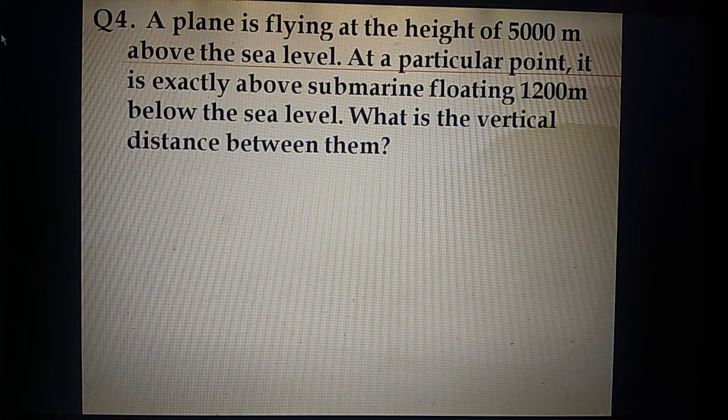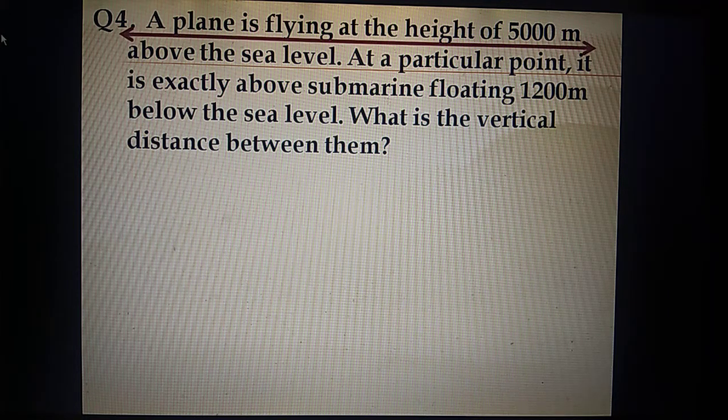Now question number 4. A plane is flying at a height of 5,000 meters above the sea level. At a particular point, it is exactly above a submarine floating 1200 meters below the sea level. What is the vertical distance between them? What is given to you here is the plane is flying at a height of 5,000 meters.